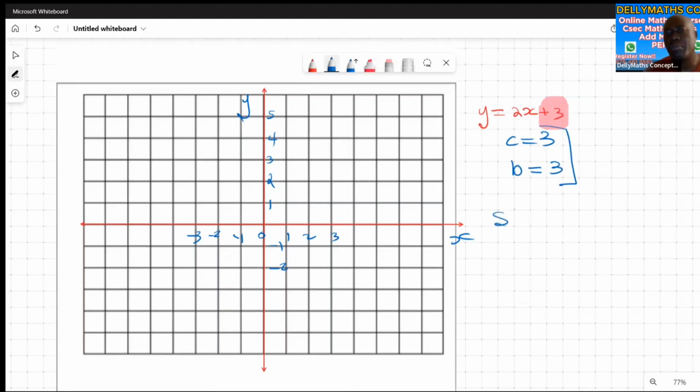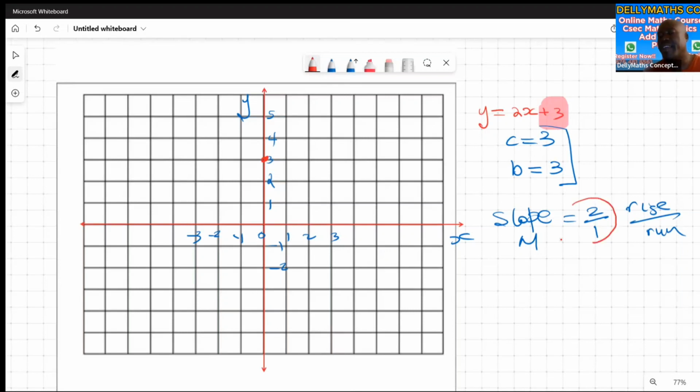And my slope, otherwise known as our M value, is 2. But I'm going to write it as a fraction, right? 2 over 1, for us to appreciate the rise over run. Vertical over horizontal, right? So basically, let's identify number 3 on our y-axis. It is right here, right there. So that's our y-intercept. We already know that this is where it's going to cross the y-axis. So what we want to do now is to find the next point by using our gradient.